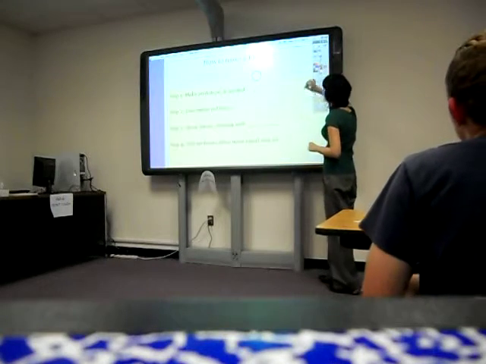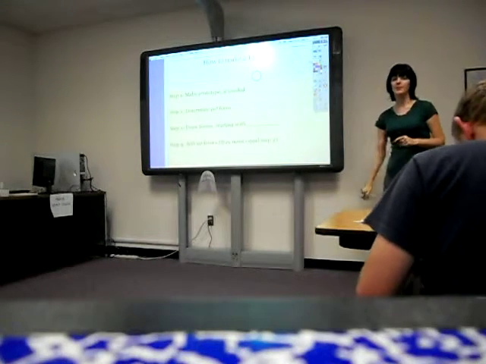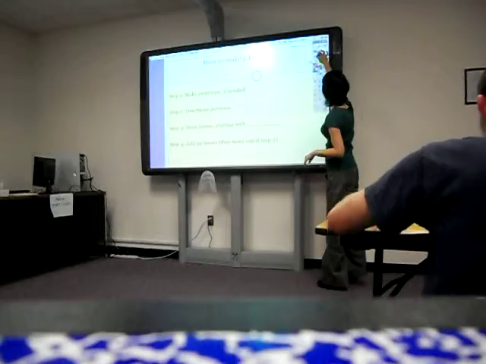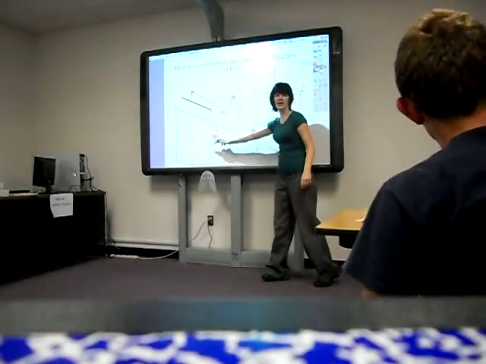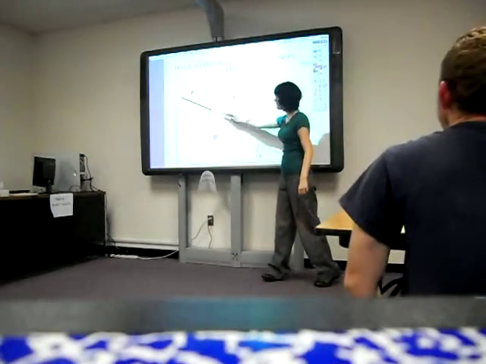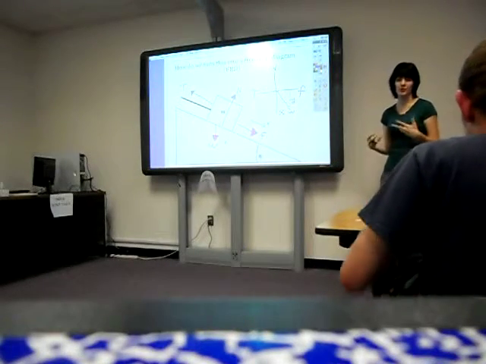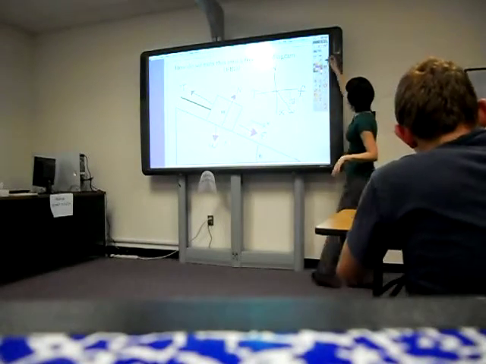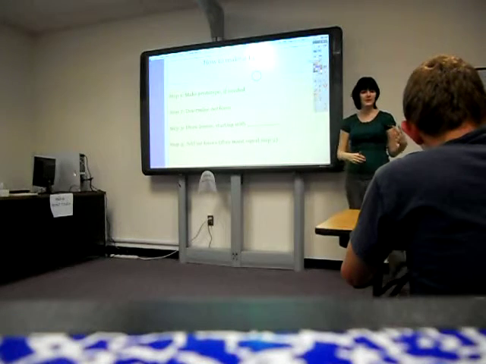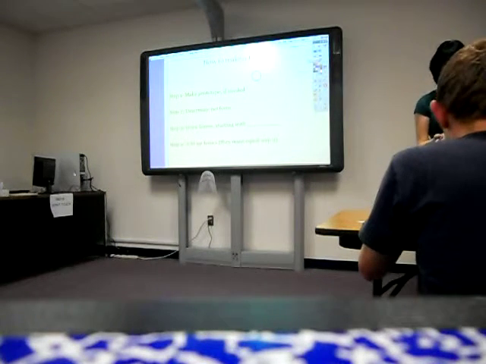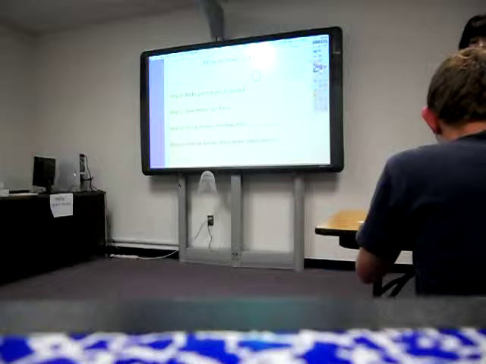Alright, so step 1 is make a prototype. And what I mean by prototype is, remember when I just threw these lines on here? That's a prototype. Proto means original or first. So that was just my rough sketch. You won't always have to, but they're good to do when you have inclined planes.